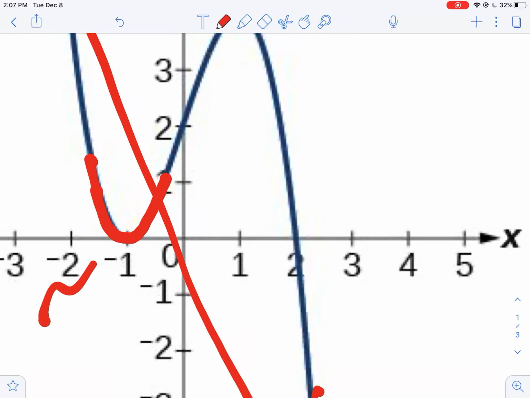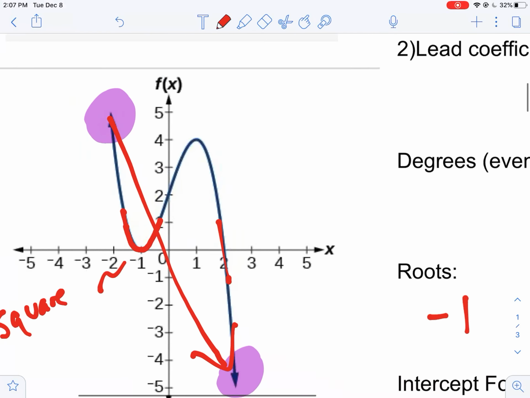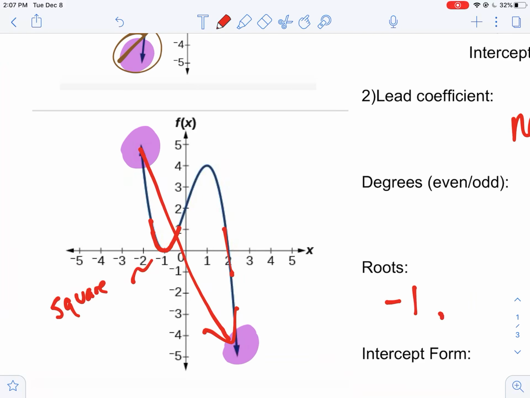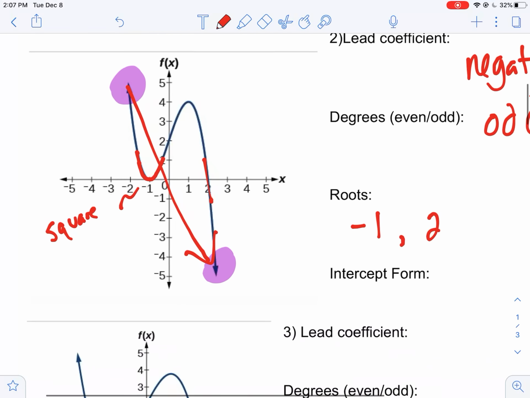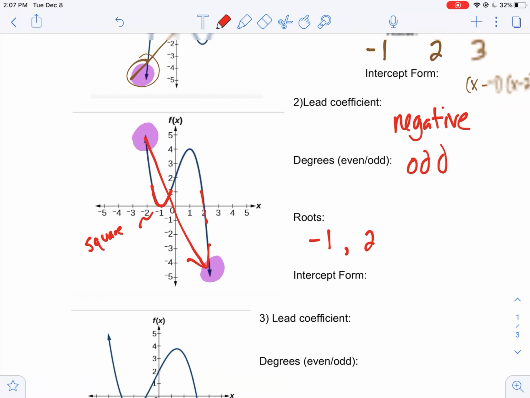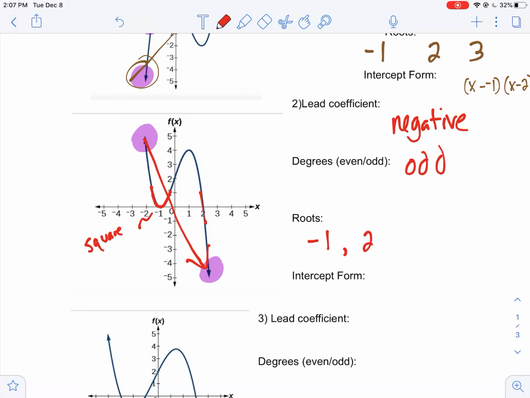Now over here, you'll notice it goes right through +2. It goes right through. So no multiplicity here, but that is still a root. Now when I write in intercept form, since my lead coefficient's negative, I'm going to start with a negative sign. Now I'm going to start out with x minus -1, which I can write as x plus 1.